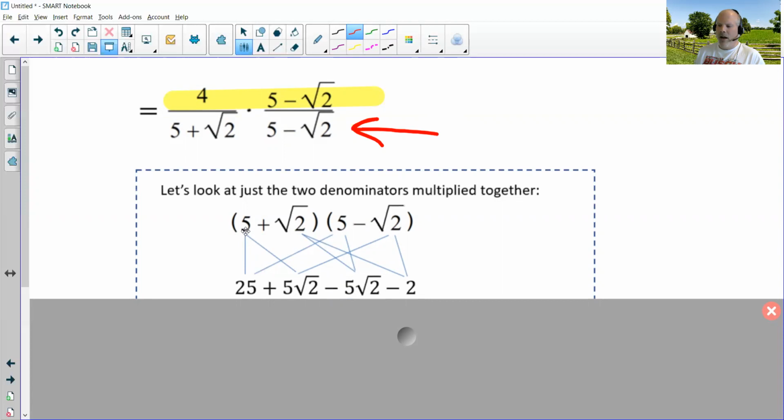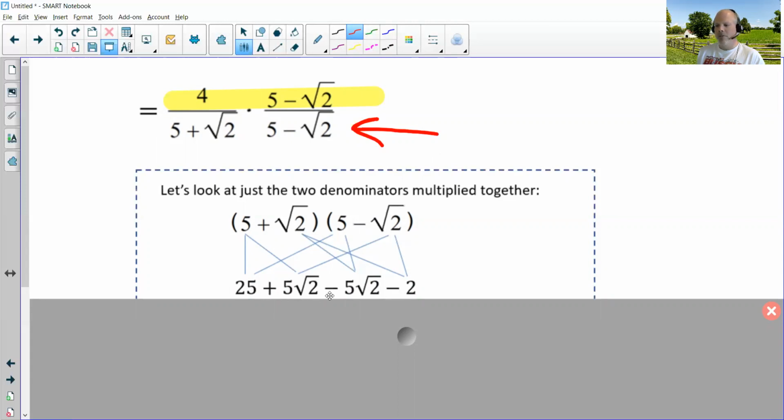Then when I do 5 times negative square root of 2 for my O in FOIL, I get 5 square root of 2. Then when I do my inside times inside, I get 5 times the square root of 2. And then when I do last times last, I get square root of 2 times negative square root of 2, which is minus 2.